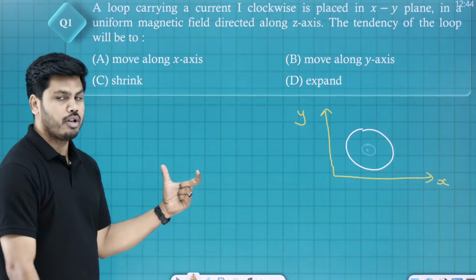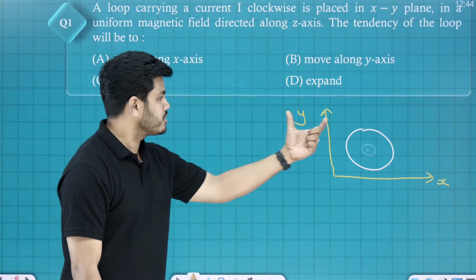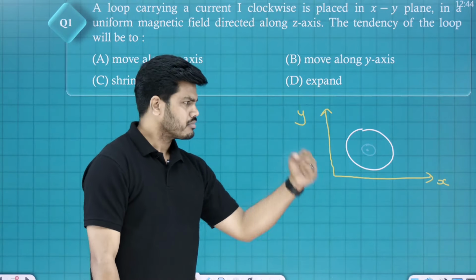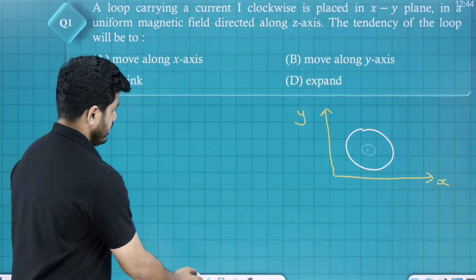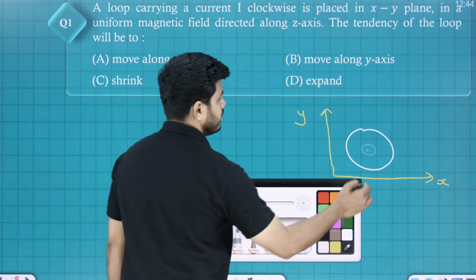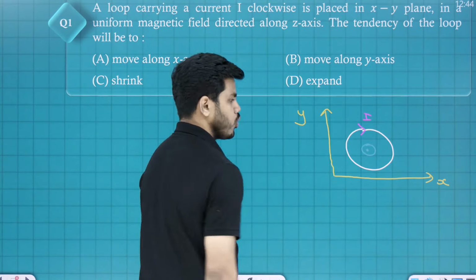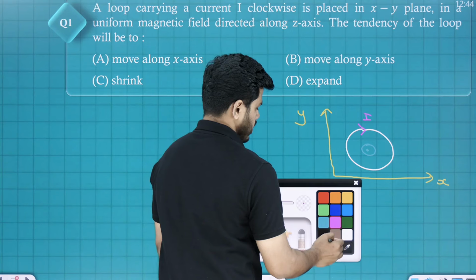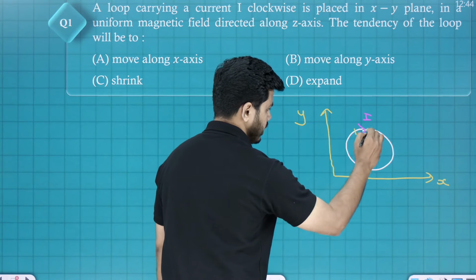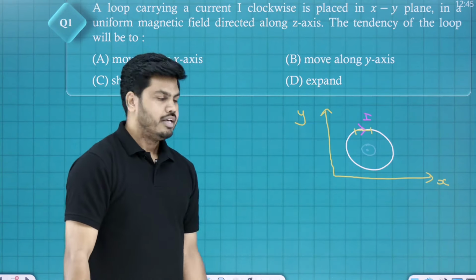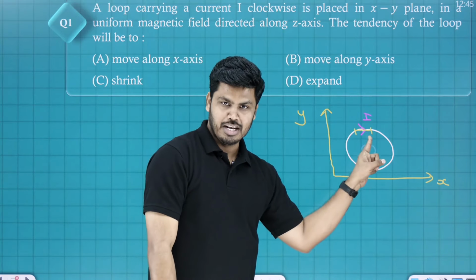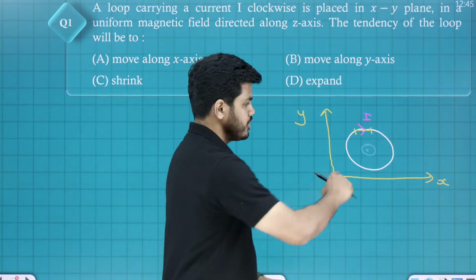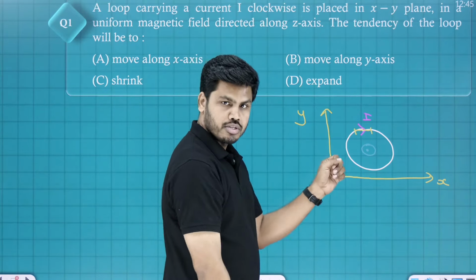The options say it moves along the X axis, it moves along the Y axis, it will shrink, that is contract, or it may expand. Okay, we have a clockwise current also given, so we mark the current in the loop as clockwise. We know the force acting on a current carrying conductor. If you consider a small portion of this loop of wire, this is the small line element, the current carrying element, and the current is going towards the right, since it is clockwise current.